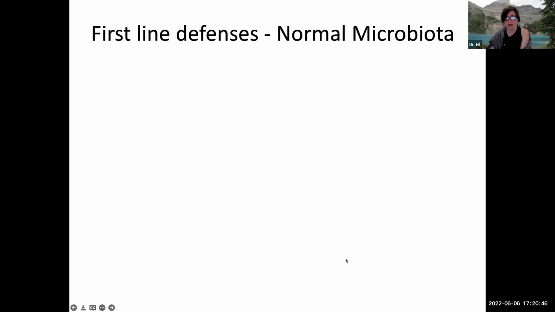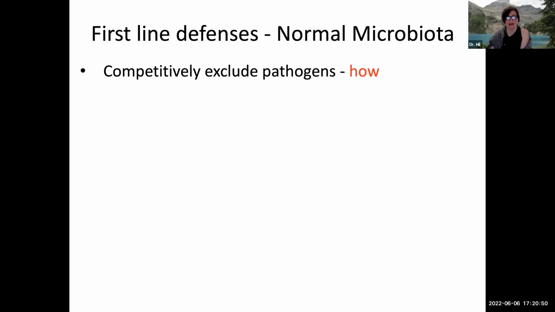And last but not least, we have in our first line of defense the normal microbiota, and they are useful to competitively exclude pathogens. How do they do this exactly? If you can think of anything that you remember about specifically how they protect you, put it into the chat.